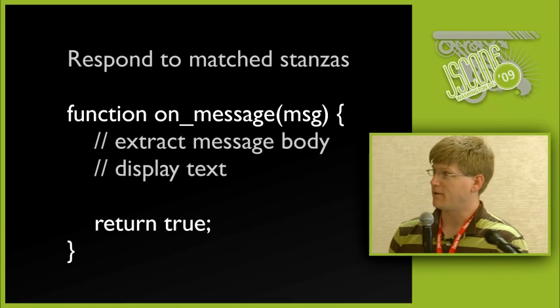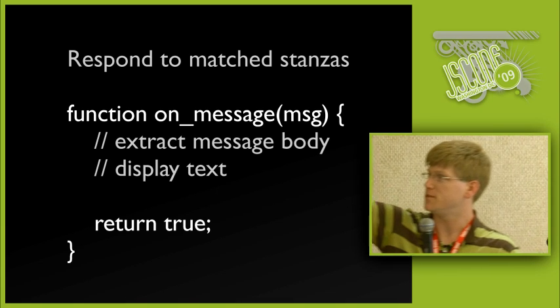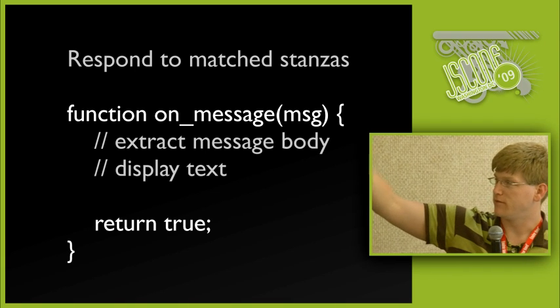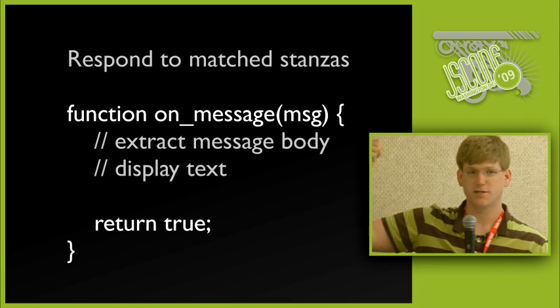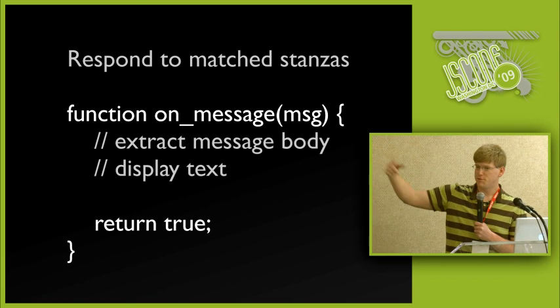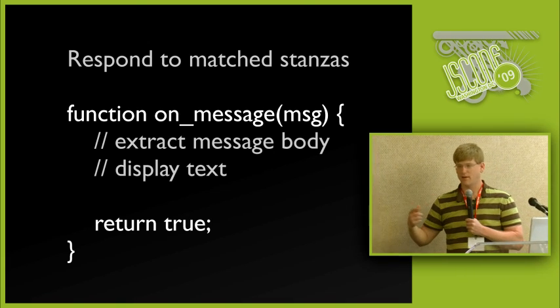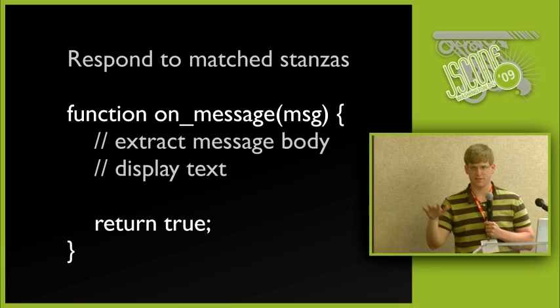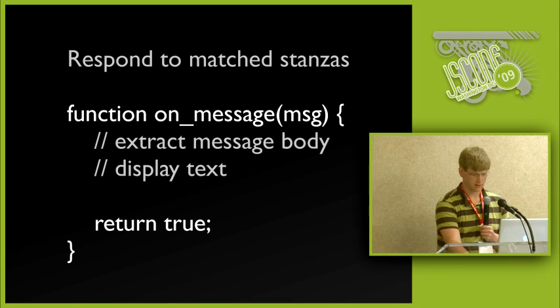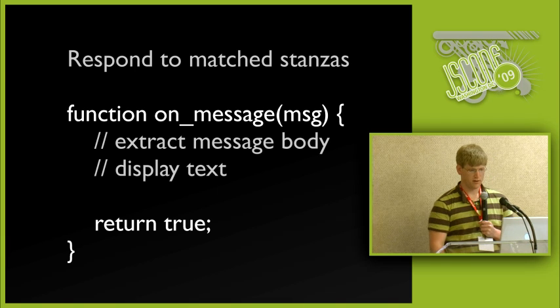And this is what that callback function might look like. It gets passed in the message DOM element, and we can do whatever we want with that message, like for instance, extracting out the message body and displaying it on screen. And then we return true, which means that this handler will keep getting called back. If we return false here, then the handler will sort of disappear. So if you were doing a one-off handler or something that needed chaining, you might return a different value there.